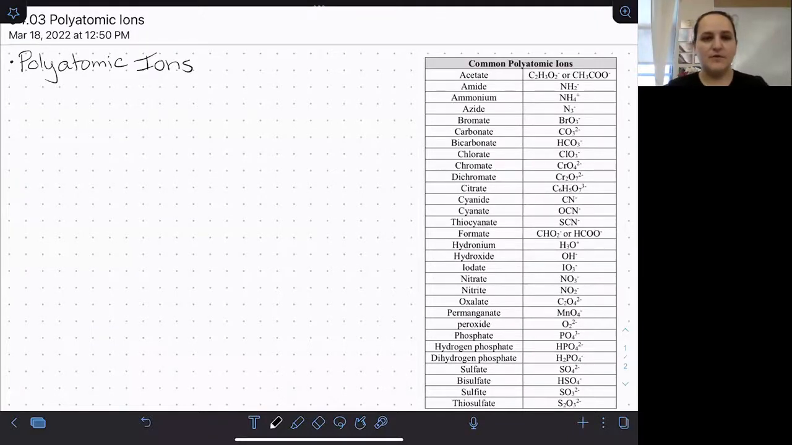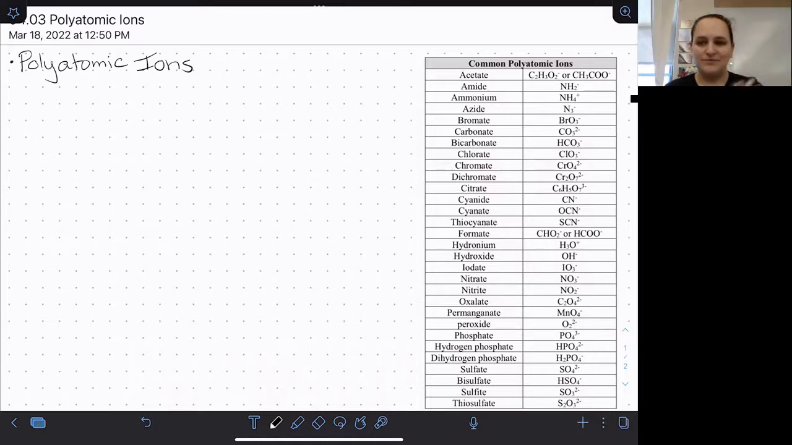So in the previous video, we discussed the basics of ionic formulas and naming ionic compounds that only involve simple ions of individual elements that we can predict their charges from the periodic table. So in this video and the next one as well, we're going to expand on that into other kinds of ions that exist. So this video is about what we call polyatomic ions.